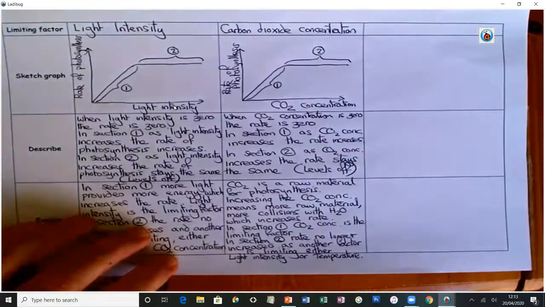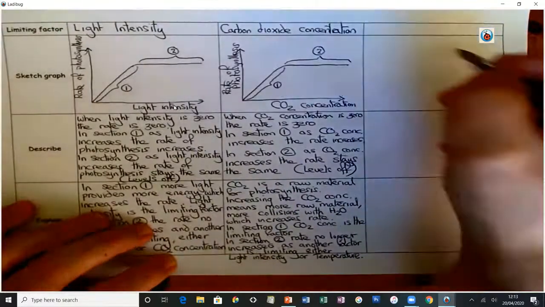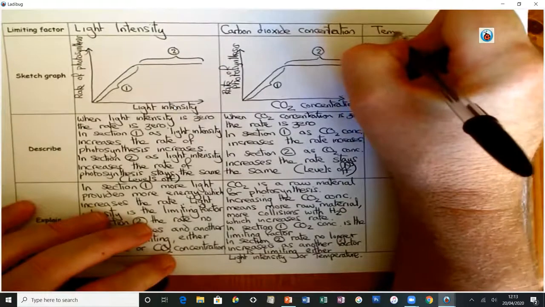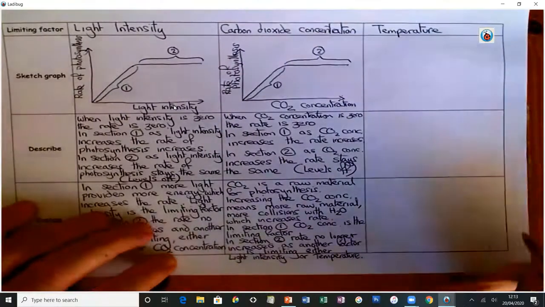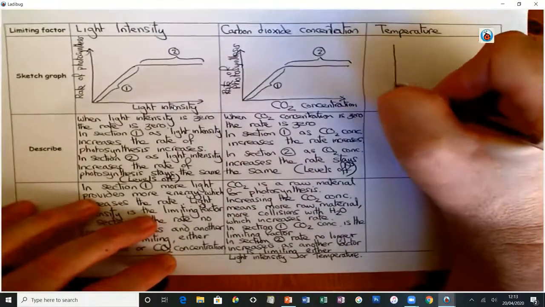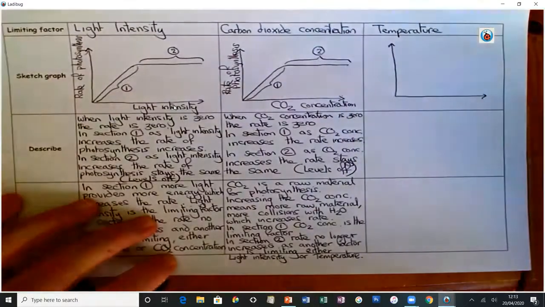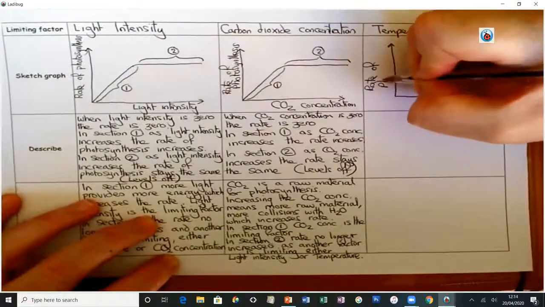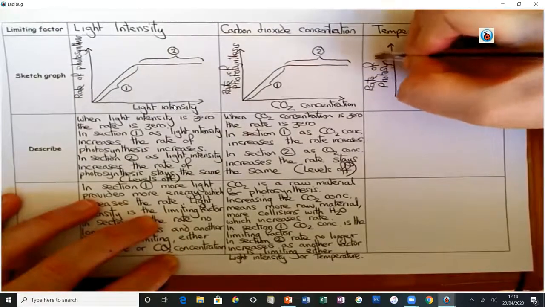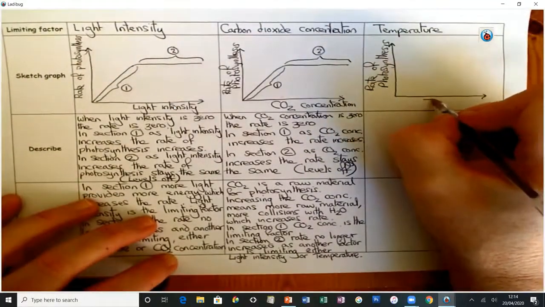Okay, so that is light intensity and carbon dioxide concentration covered. The third factor we need to look at is temperature. So we'll just address the box. And we'll draw the sketch graph. Now this sketch graph is slightly different. So we'll draw the axes. As always, on the y-axis we've got rate of photosynthesis. And on the x-axis, this time we've got temperature.